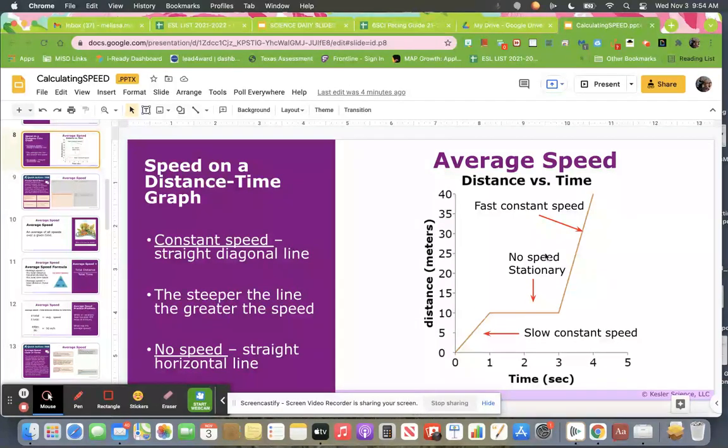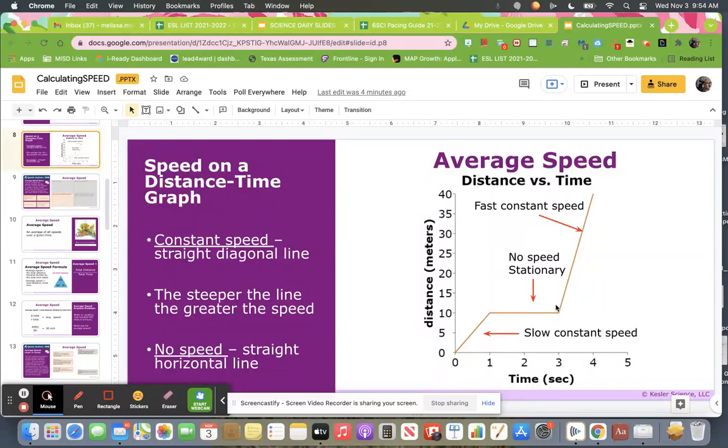This is when the line is straight across, no speed, stationary. You can see that over the course of 1 second, 2 seconds, 3 seconds, the distance stayed the same. So pretty much they're at rest. What they were doing, I don't know. But this is just a straight line, no speed, nothing.